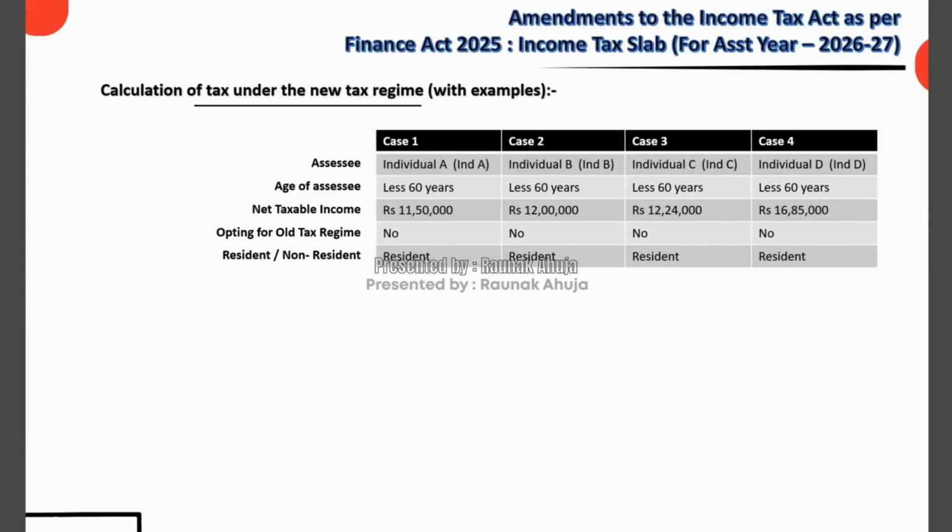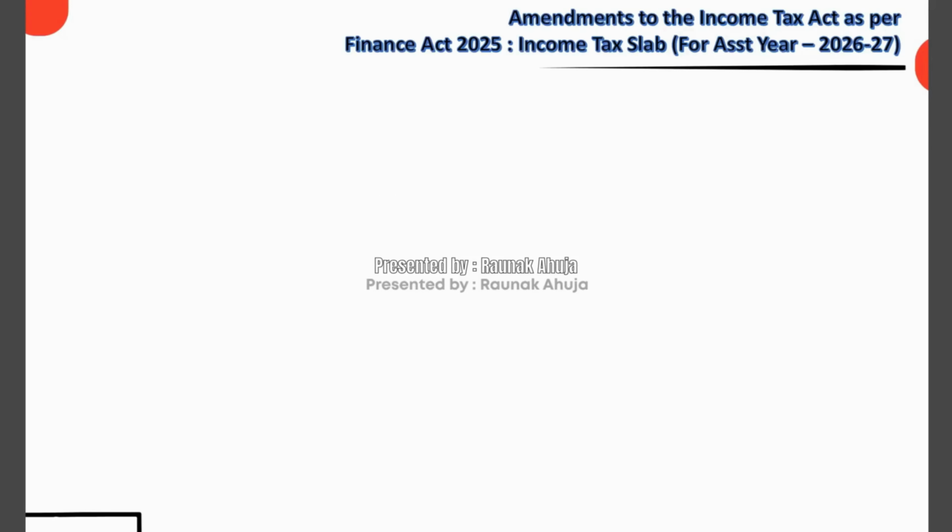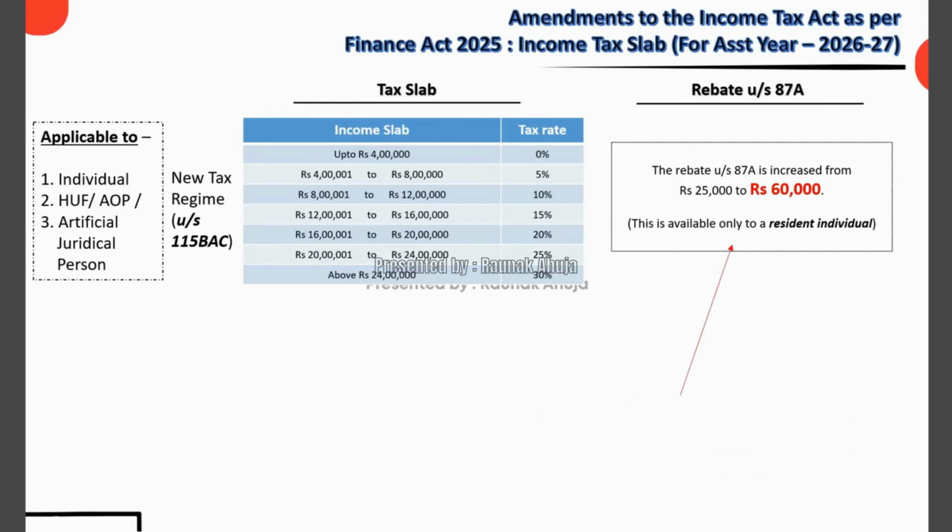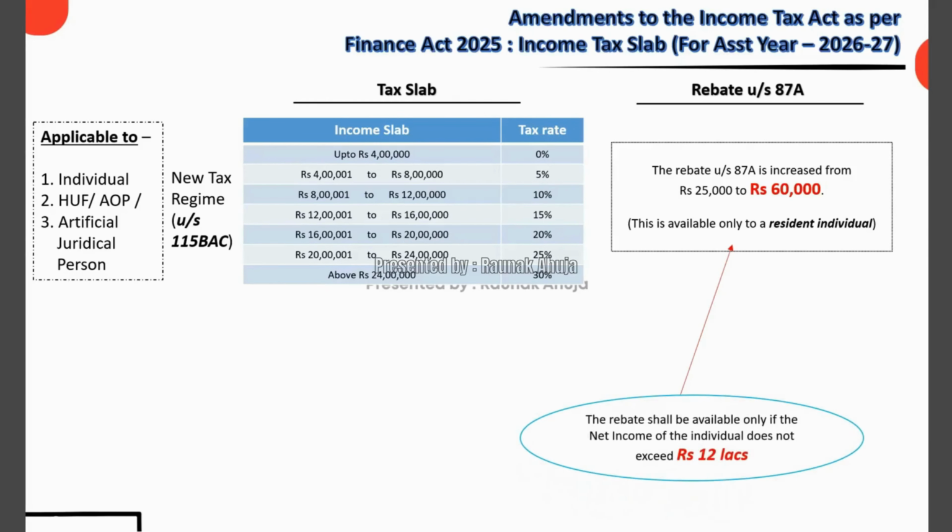However, before we move to the examples, let me quickly get back to the part I missed. The rebate under Section 87A would be available to the individual only if the net income of that individual does not exceed rupees 12 lakhs. This has been increased from rupees 7 lakhs to 12 lakhs this year. This has been brought in by the Finance Act 2025 and is one of the amendments. Now, moving ahead.